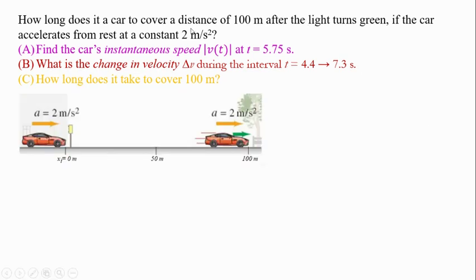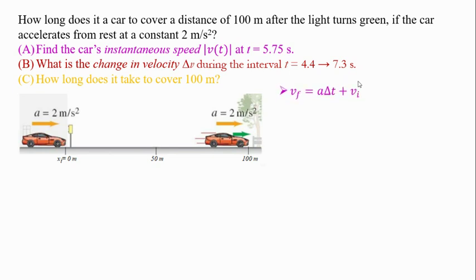Part A asks you to find instantaneous speed at 5.75 seconds. To find instantaneous speed, it is the same as to find instantaneous velocity, except when you present your answer, you don't need to include a direction because instantaneous speed is a scalar quantity.